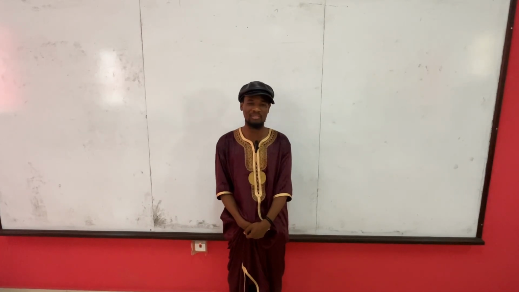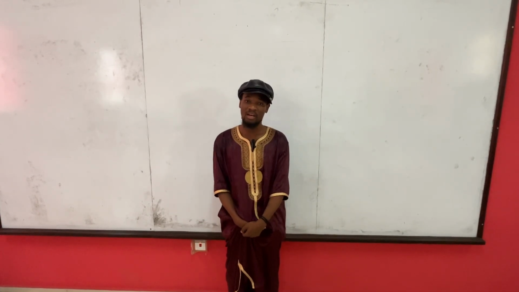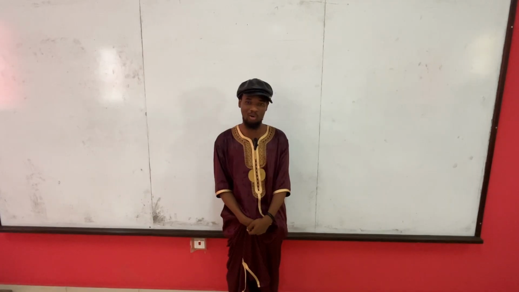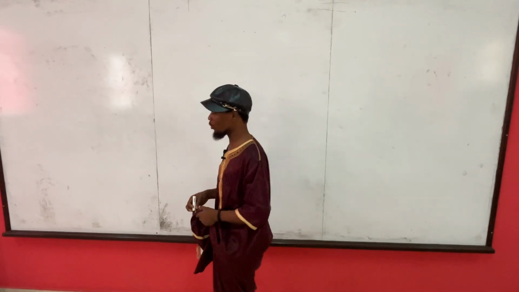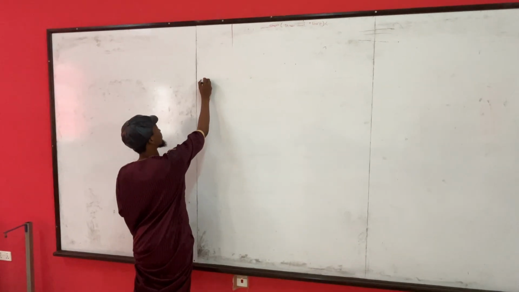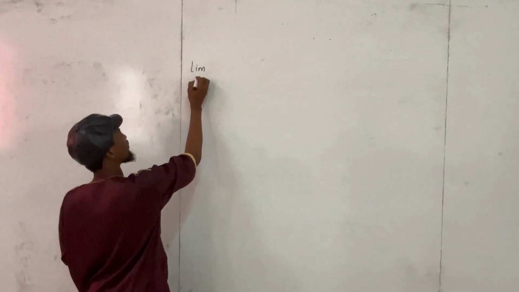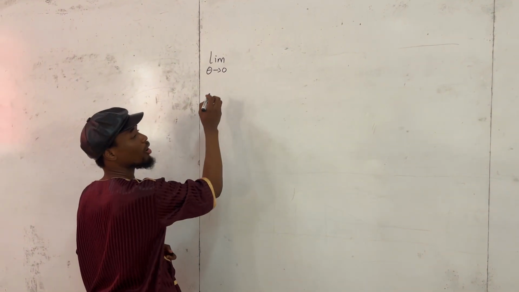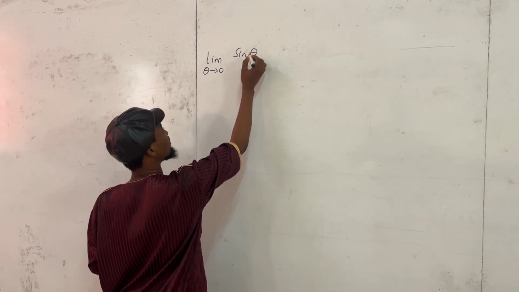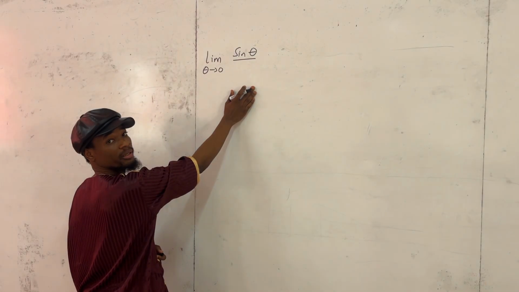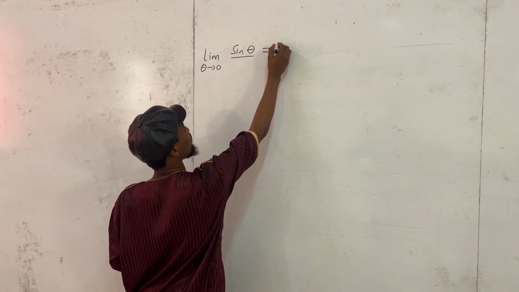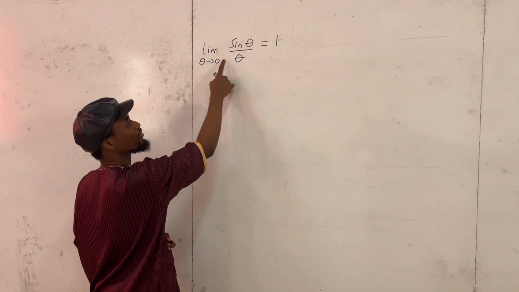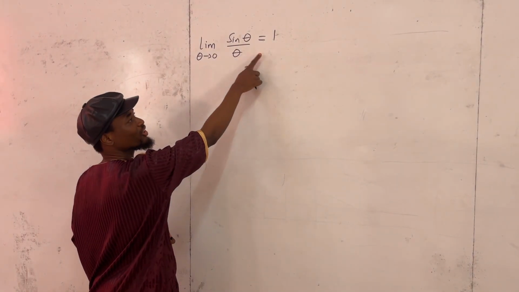Today, we are going to talk about something very important so far as calculus is concerned, specifically under limits of function. Now, when you have the limit as theta approaches 0 of sine theta over theta, the result is 1. So we have lim as theta approaches 0 of sine theta over theta equals 1.